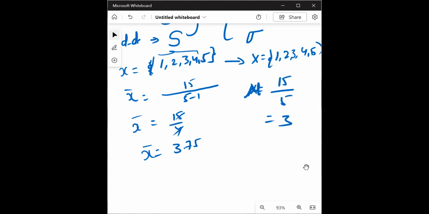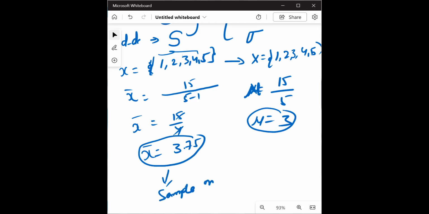Yep. So here we got that the mean value is 3, right? Here we have the same data, and here also we have the same data, but this is the sample mean, and this is the population mean.